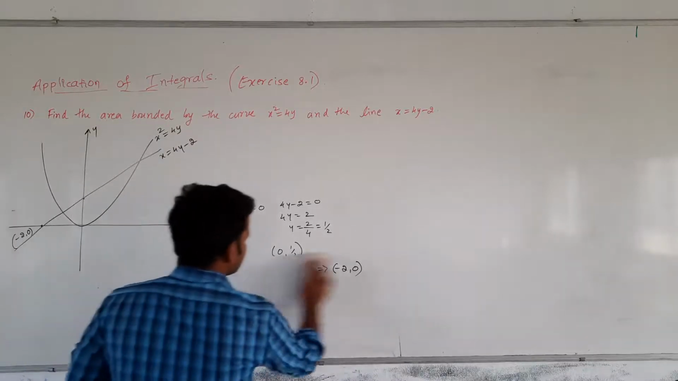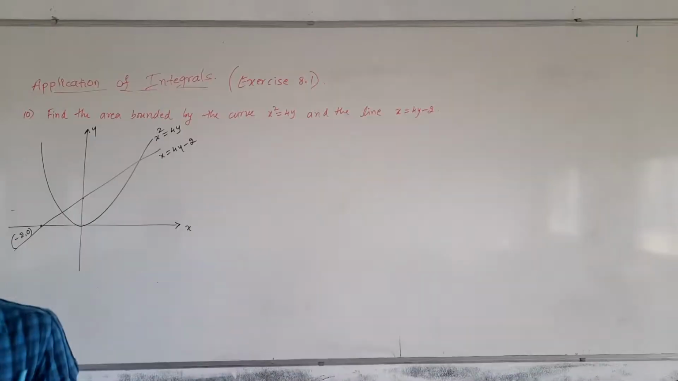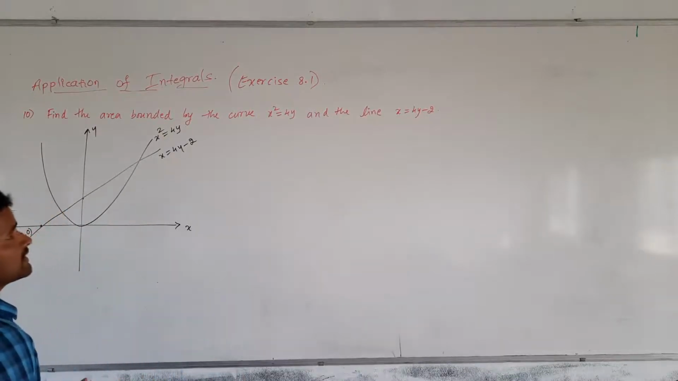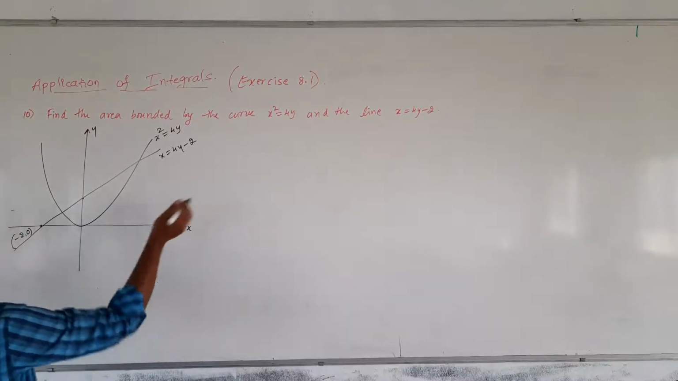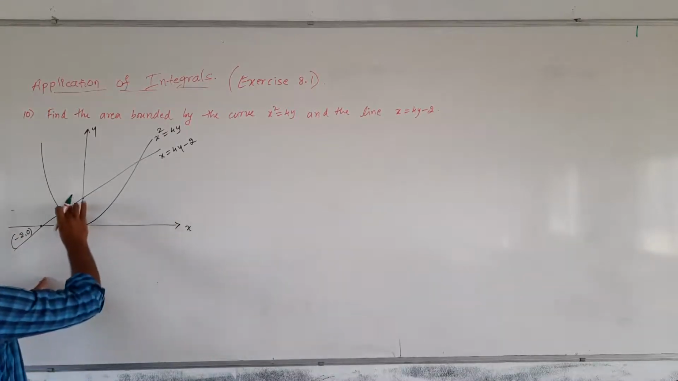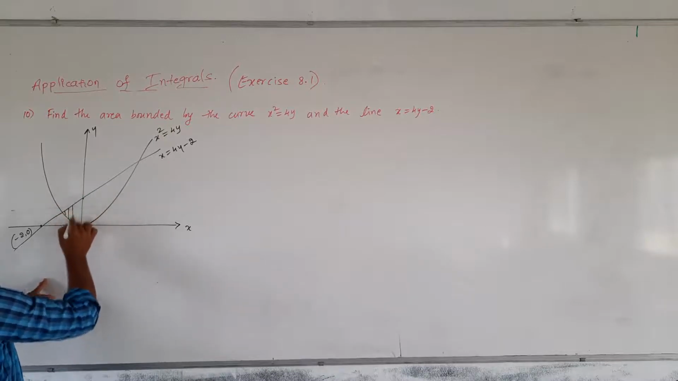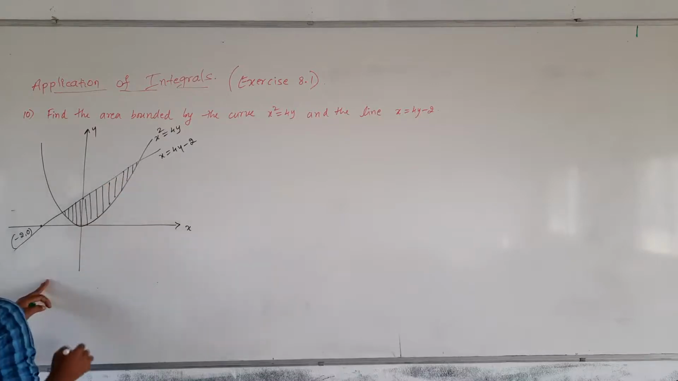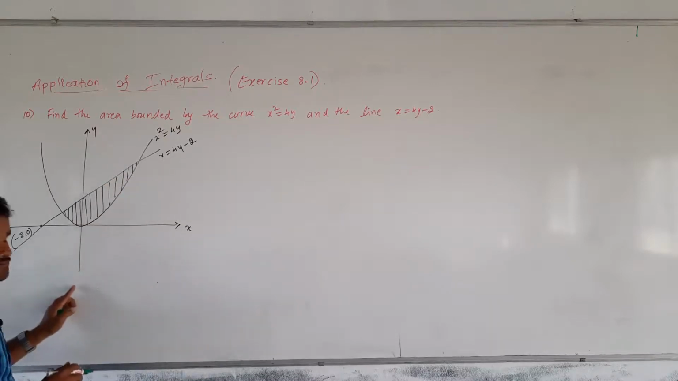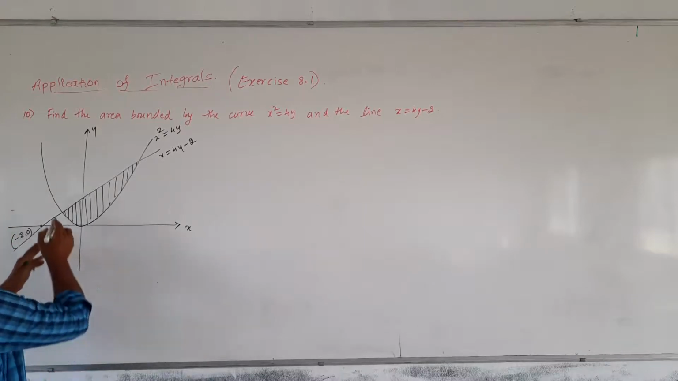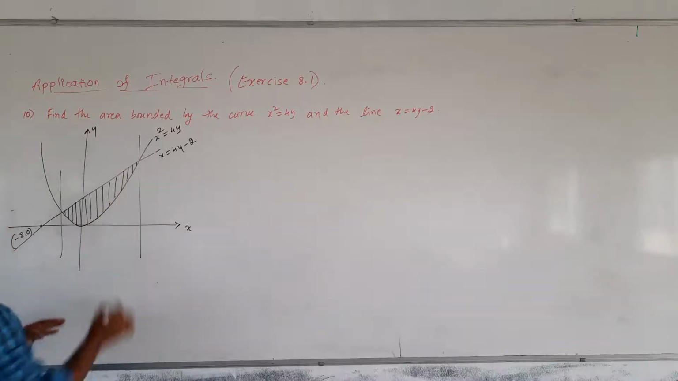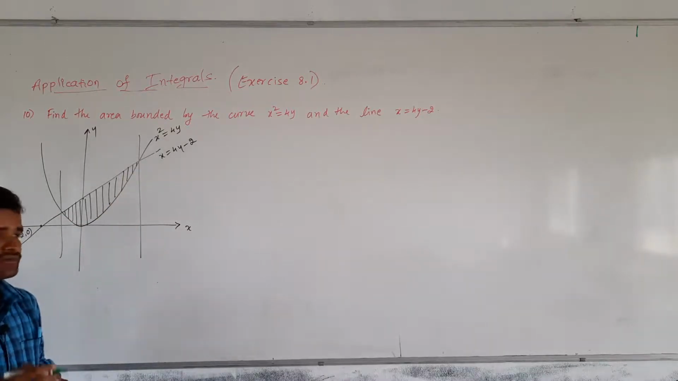This rough work I am erasing. What I have to find out here? I have to find out the area bounded by x square is equal to 4y and the line x is equal to 4y minus 2. See, the area bounded by these two will be this much area. Here it is included, this much area I have to find out. For that, this area is not starting from the y-axis. So it is starting from the first point of intersection and going up to the second point of intersection of these two.